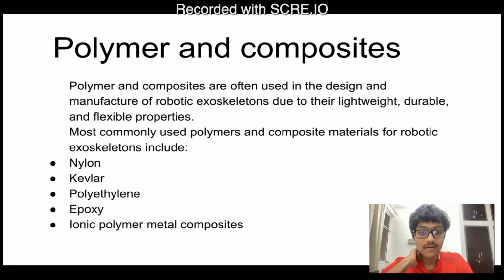Some of the properties are given here, like they are lightweight, durable, and flexible. The most commonly used polymers and composite materials for robotic exoskeletons include nylon, Kevlar, polyethylene, epoxy, and ionic polymer metal composites. So, on to the next slide.